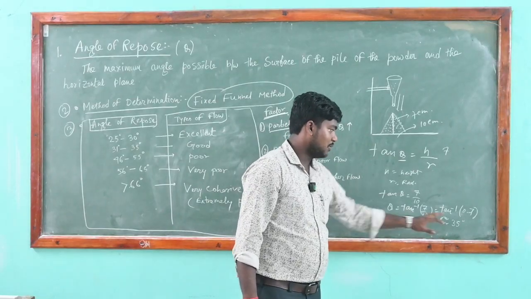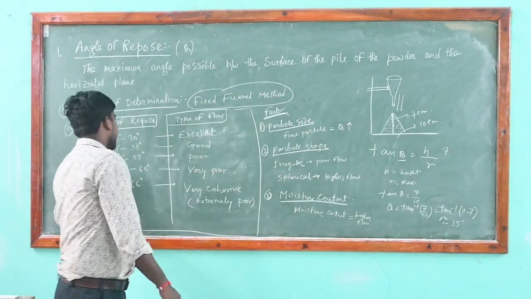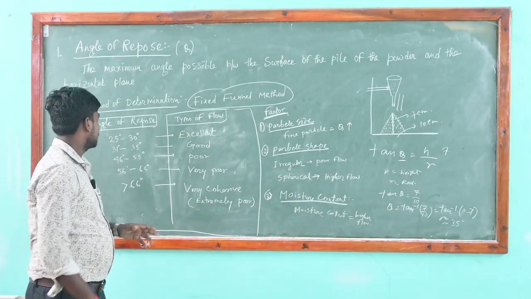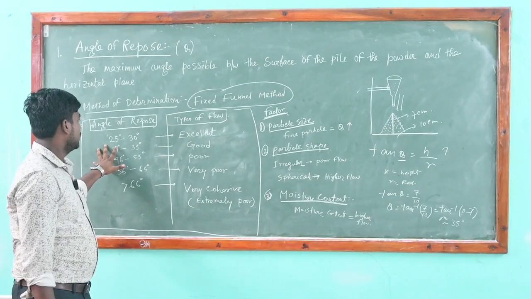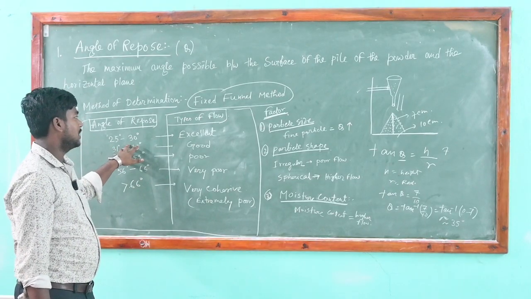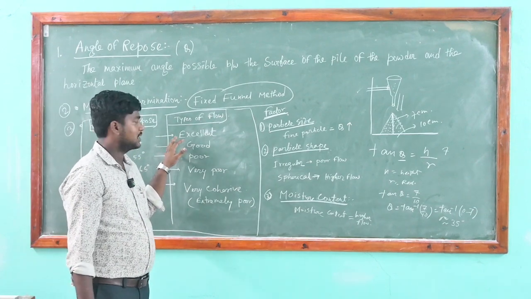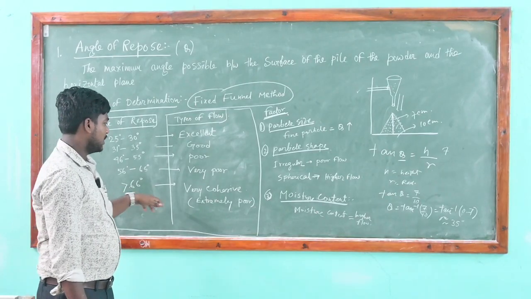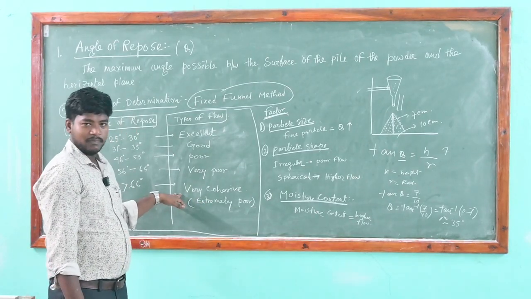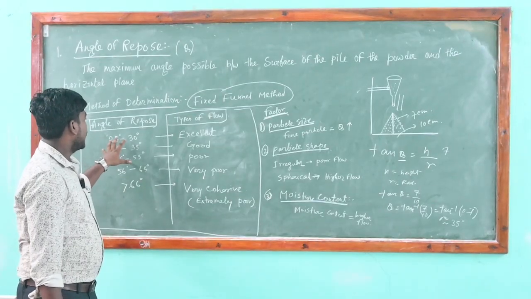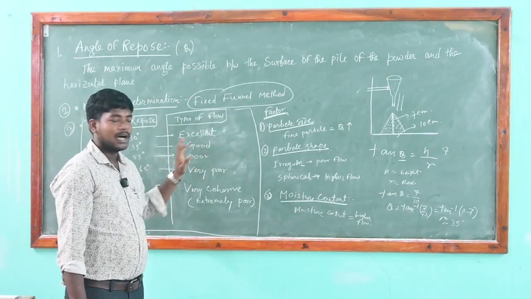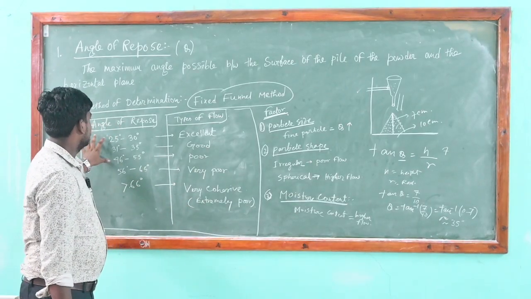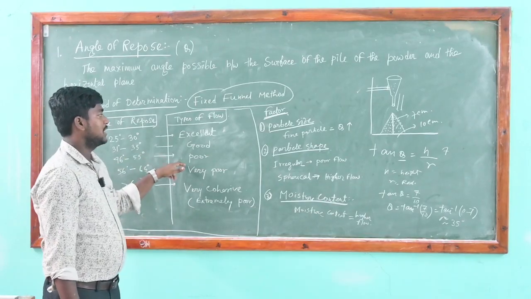According to the angle of repose we can classify the flow property of various powders. For example, if the angle of repose is very low, that means between 25 to 30 degrees, the flow property of the powder is excellent. And when the angle of repose gradually increases, the flow property is also reduced, and when the angle of repose is very high, we can conclude that a low angle of repose means excellent flow property, and a high angle of repose means very poor flow property. In this way, using the angle of repose, we can categorize various powders.